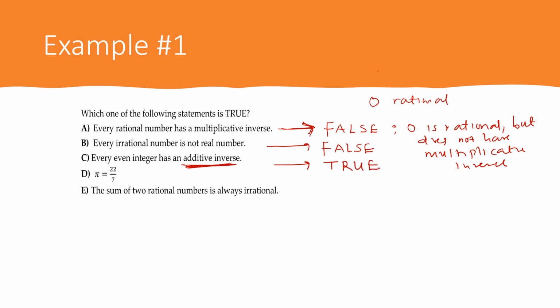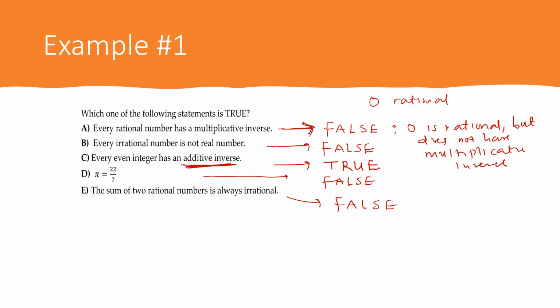Yes. Now, D, pi is 22 over 7. We know this is not true, because pi is an irrational number, 3.14159 continuing, with a non-repeating and non-terminating decimal, right? So E, the sum of two rational numbers is always irrational. This is also false.